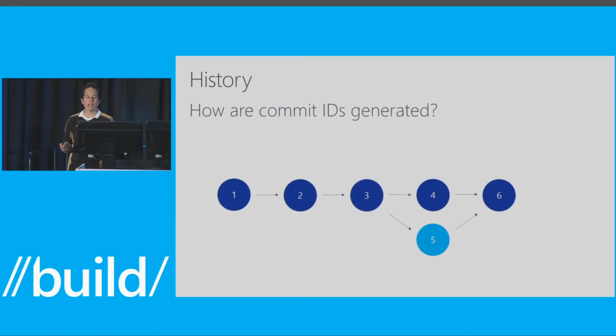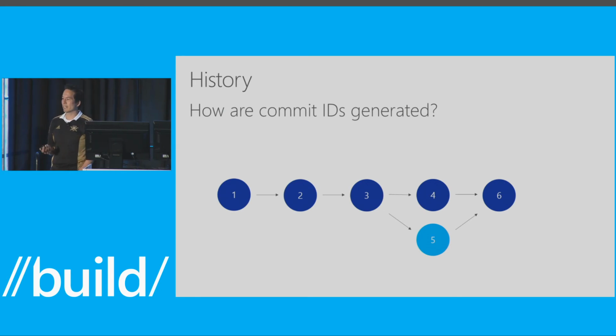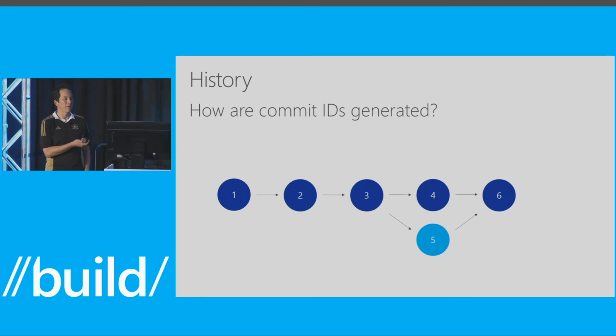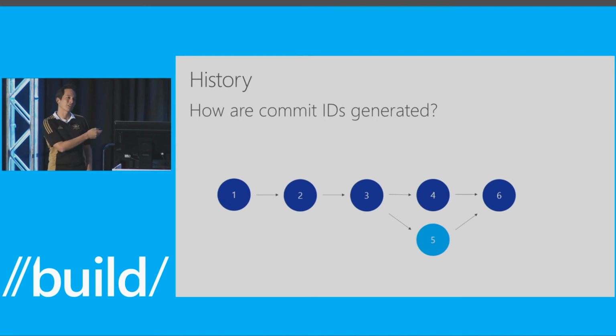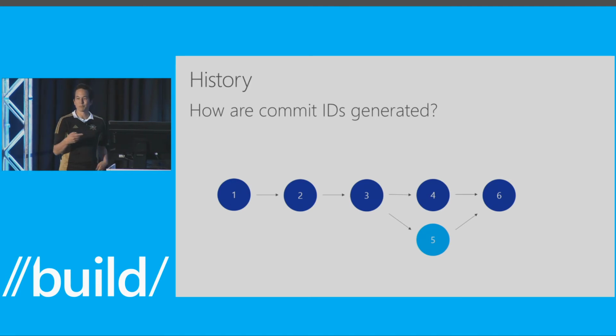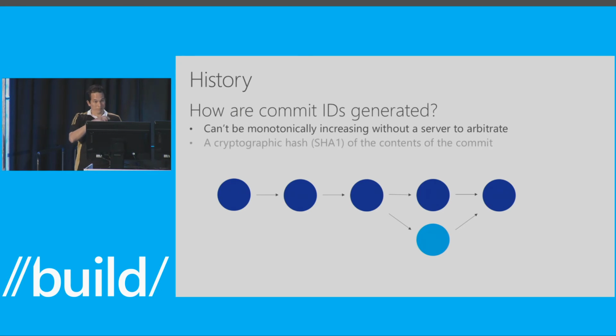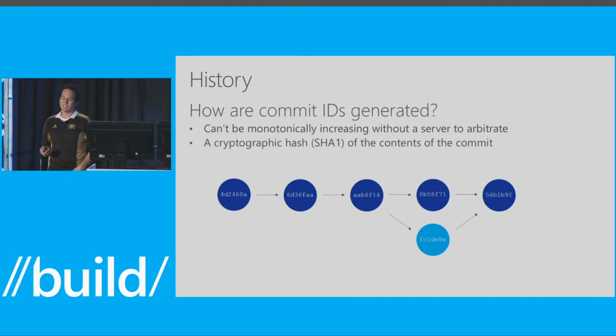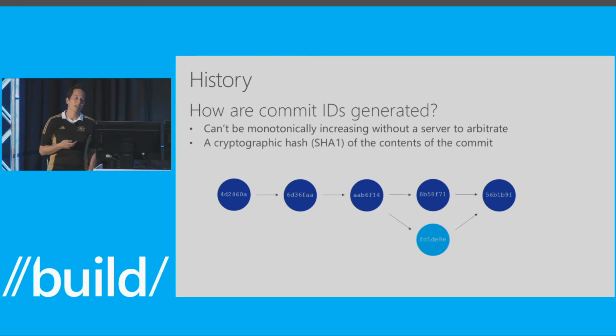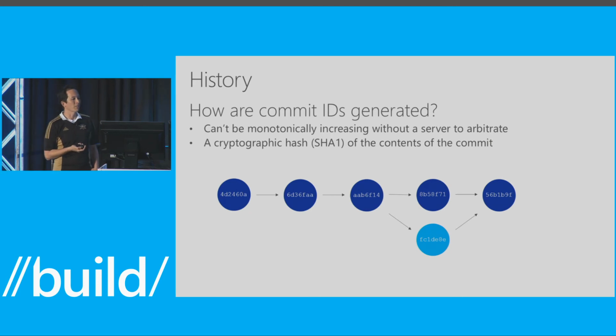So you might wonder, how are IDs generated? We obviously can't have a monotonically increasing integer identifier for these because we'd have to have some sort of central server to distribute these IDs. So what Git does is it creates a cryptographic hash, SHA-1, of the contents of the commit. And the contents include the reference to the parent.